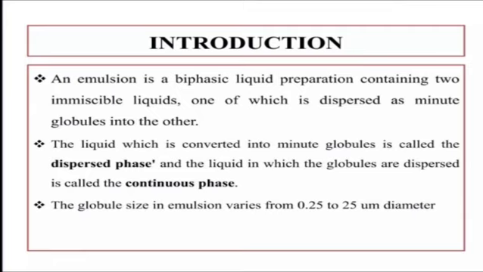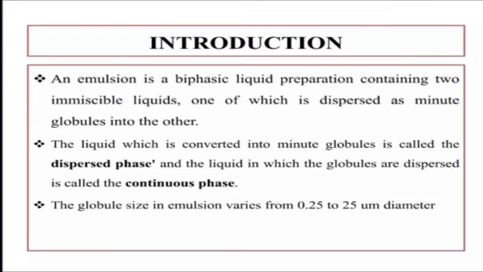An emulsion is a biphasic liquid preparation containing two immiscible liquids, one of which is dispersed as minute globules into the other. It contains two immiscible liquids, with one dispersed as globules into the other.